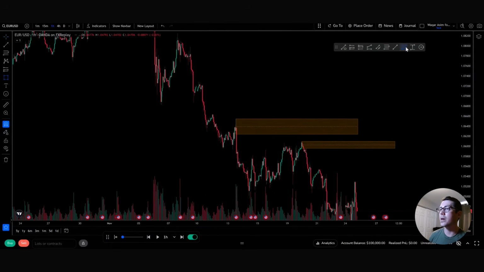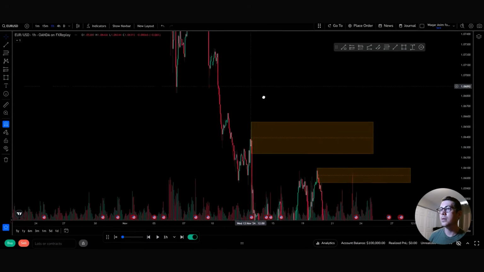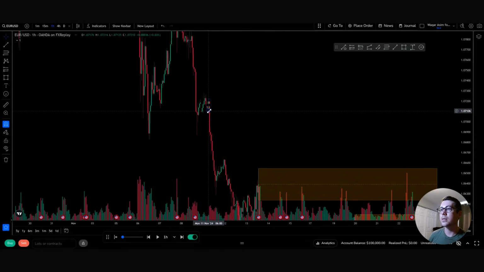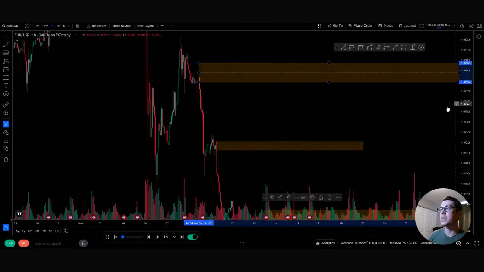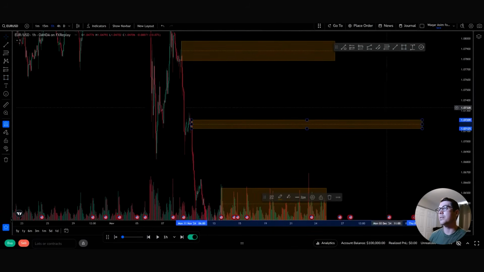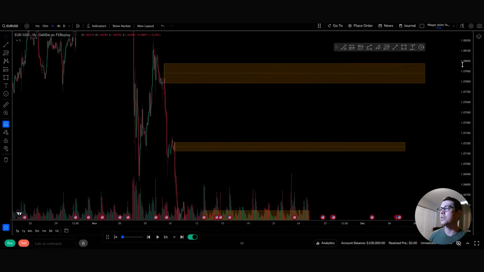I'll draw a few going up. Like I said, the last green candle before price moves to the downside. And maybe one more right here. So I have a few potential supply zones. If price comes up into these, there could be potential reversals.